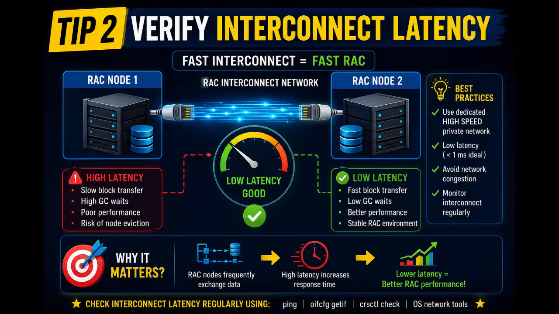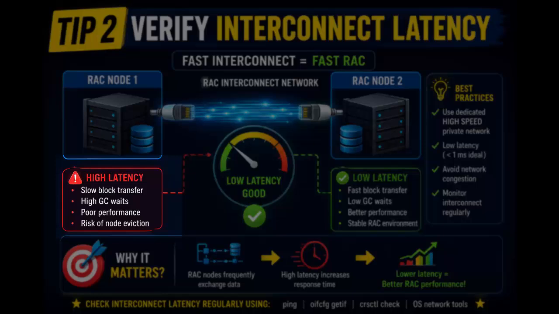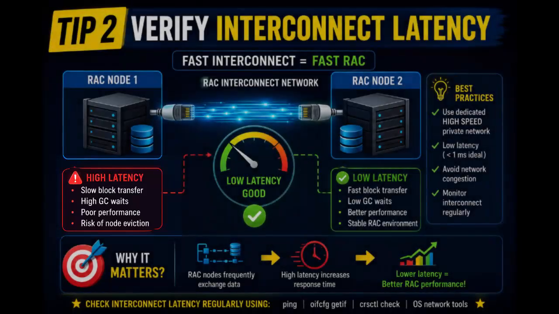Your Oracle RAC performance may not be a database problem. It could be the network between the RAC nodes. RAC nodes constantly exchange blocks and cache information. So, if interconnect latency becomes high, block transfers will also slow down. So, high GC waits and slow block transfer increase response time, and even risk node eviction. Even a few milliseconds of delay can hurt RAC performance.